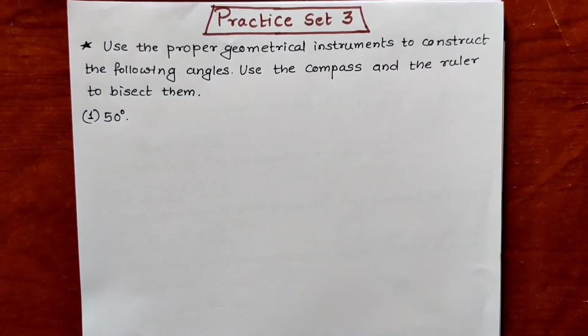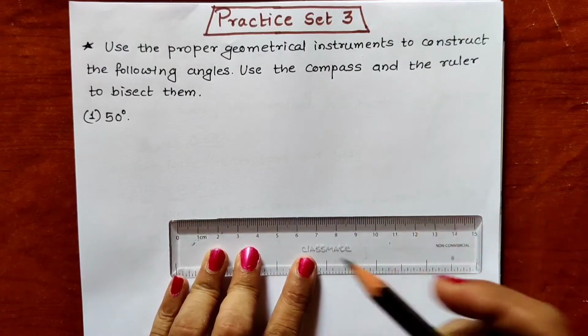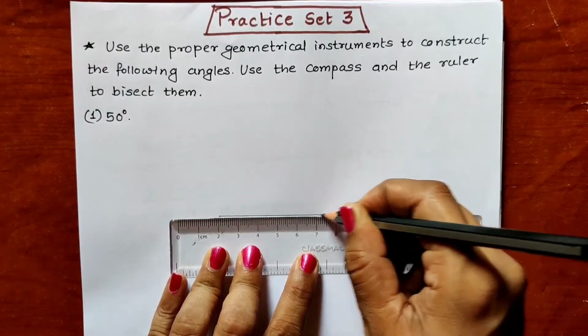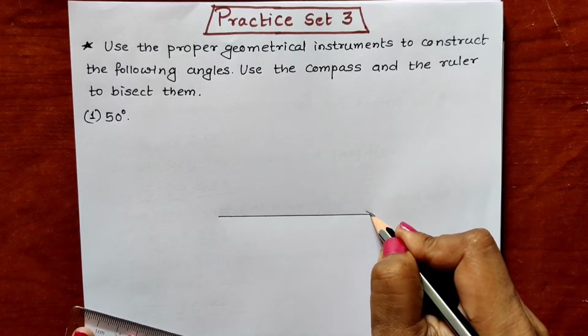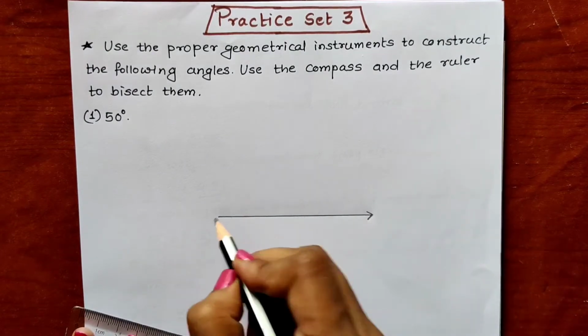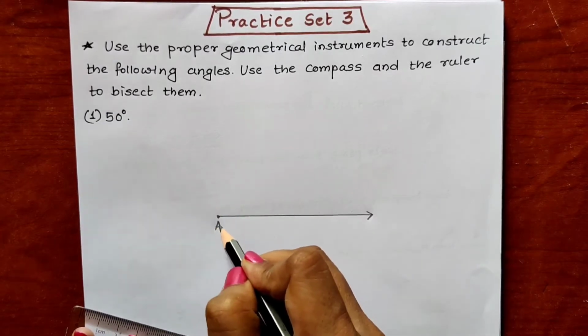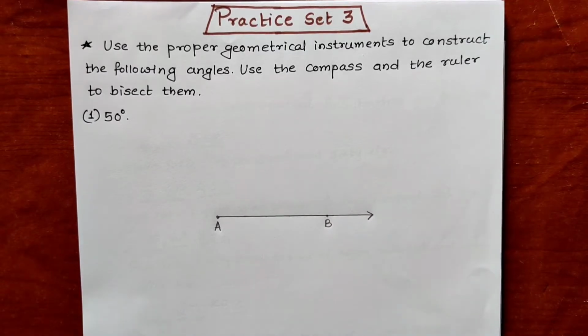I have written the question as it is on my page. Now let us draw an angle of 50 degrees. How to draw? First we will be drawing a ray. Any ray. We all know a ray doesn't have any measurement. Arrowhead on one side and point on the other side. It may be AB, ray AB. Now we will have to draw an angle of 50 degrees. For drawing an angle, we will be using a protractor.